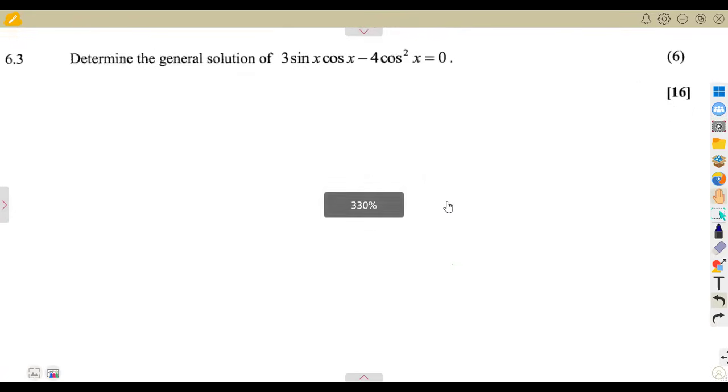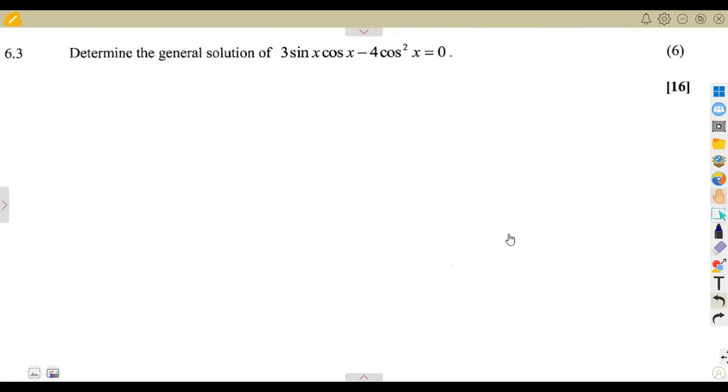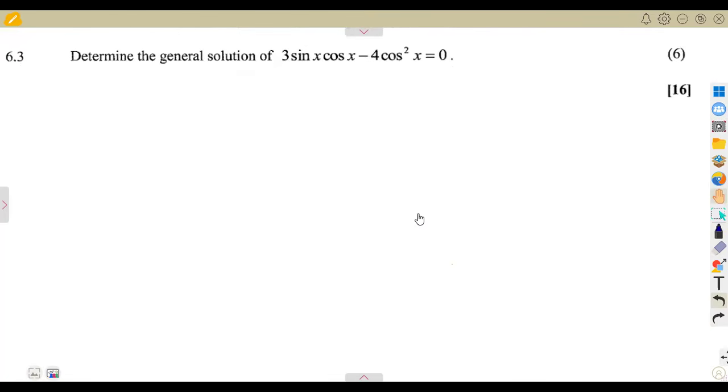All right, this is 6.3, which is to determine the general solution of this. So this time you're just determining the general solution. There is no solving for x. That is why you are not given an interval to say your x is going to be taken from a certain value to a certain value. Remember, I said the general solution is the mother of all solutions. It carries all solutions. So that's why we are not given an interval there.